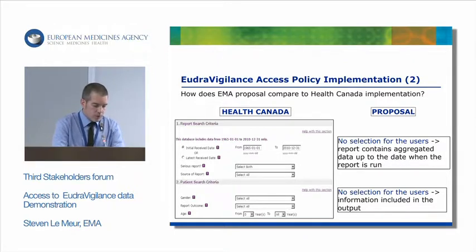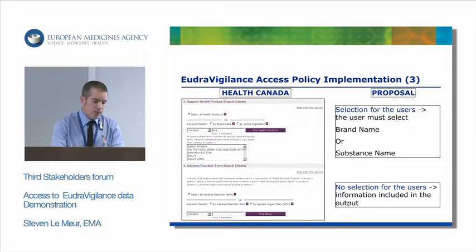If we look at the second topic, which is patient search criteria, you can see that in Health Canada, you can select the gender, the report outcome, the age. In our implementation, the user will not have to select any of those criteria. All those data will be included in the report itself. Next slide, please.